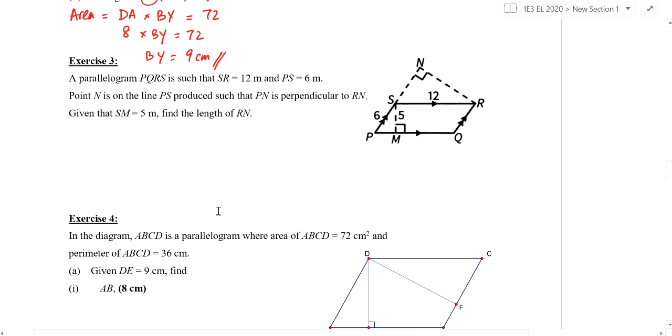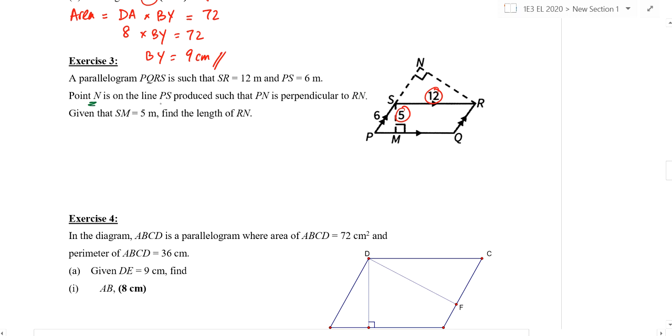In exercise number 3, a parallelogram with the sides given, SR is 12. Let's circle in red. We have the height SM as 5. So I'm using red color to group the length and its corresponding perpendicular height. Then point N, using another color, let's try green.